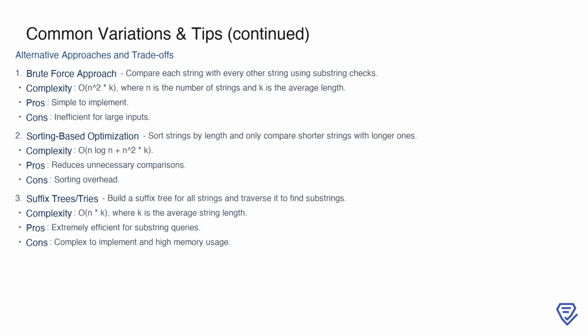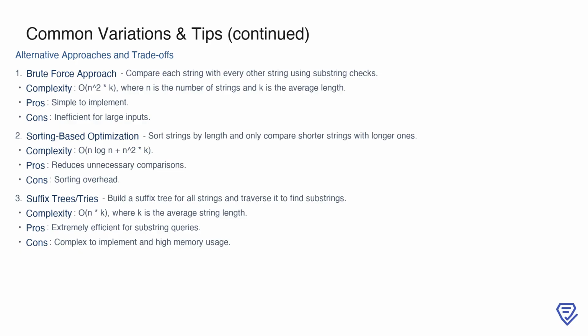The brute force method involves comparing each string with every other string to check for substrings. While simple to implement, its O(n²·k) time complexity makes it impractical for larger inputs. An alternative is the sorting-based optimization, where strings are sorted by length, allowing you to limit comparisons to shorter strings against longer ones. This reduces unnecessary checks and has a complexity of O(n log n + n²·k).